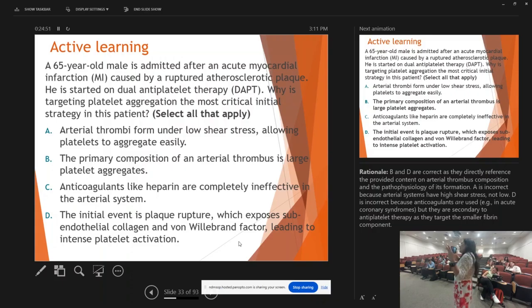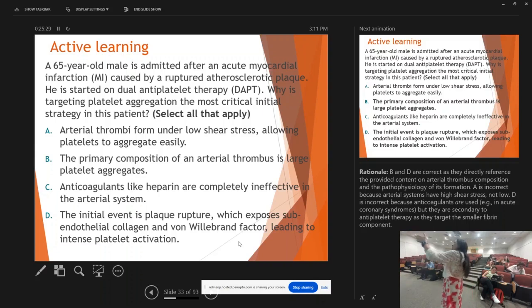So now you did not pick A because what stood out in A tells you, oh, this cannot be a choice. Low shear stress, and allowing platelets to aggregate easily. But low shear stress is not the case here, right? So B, primary composition of arterial thrombus, because we already identified as a bigger picture that this is happening in the artery. So this is going to be an arterial thrombus, right?